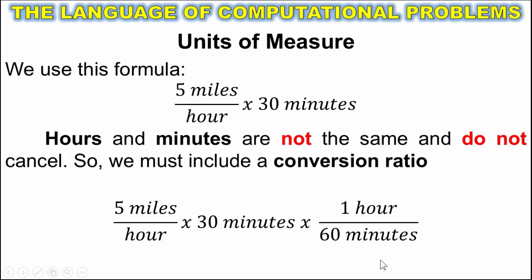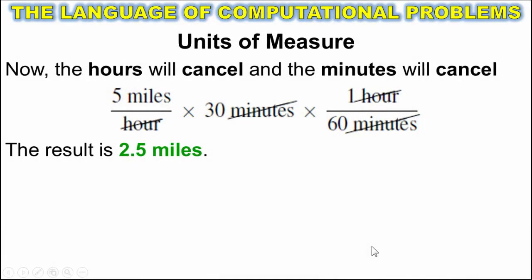So we must include a conversion ratio. To convert 30 minutes into an hour, we multiply it with this conversion ratio, 1 hour all over 60 minutes. Now the hours will cancel and the minutes will cancel. Thus the result is 2.5 miles.